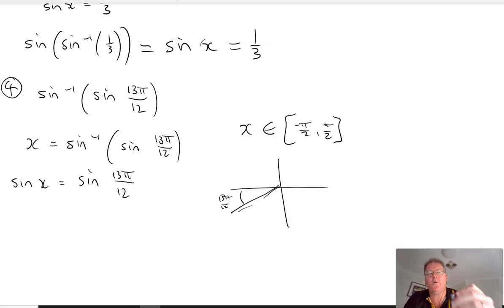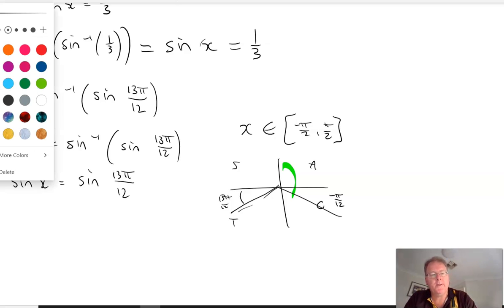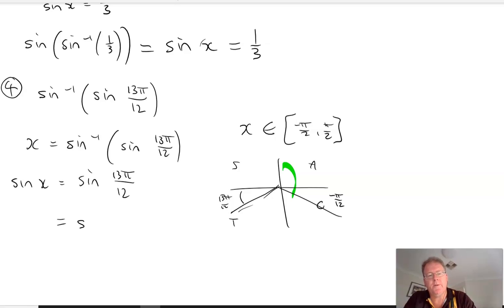So what is the equivalent angle in the first and fourth quadrants? Well, if we think about our CAST rule, in the third quadrant, 13 pi on 12 for sine will be negative. So where is sine negative in our allowed domain? Well, it's going to be down here. And what's the equivalent angle in here? Well, it's going to be minus pi on 12. Okay, so therefore, sine of x is going to be equal to the sine of minus pi on 12.